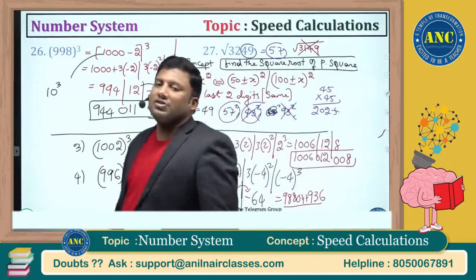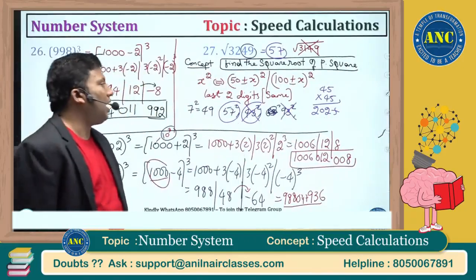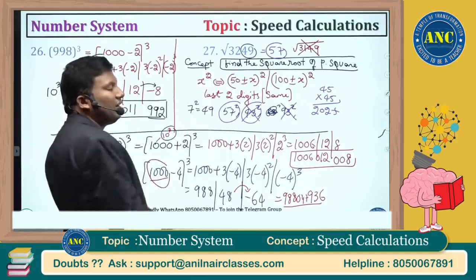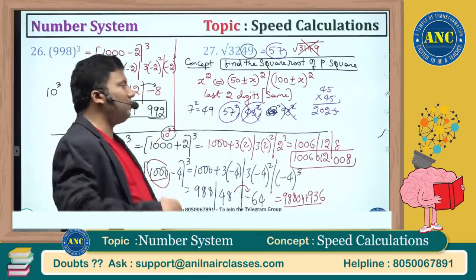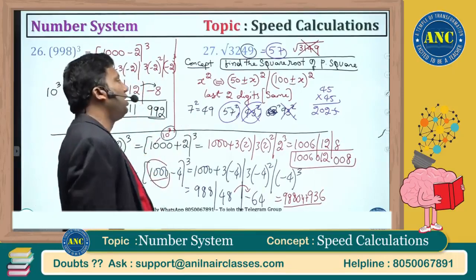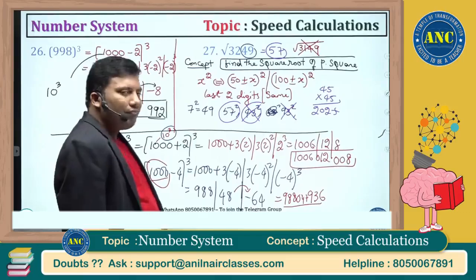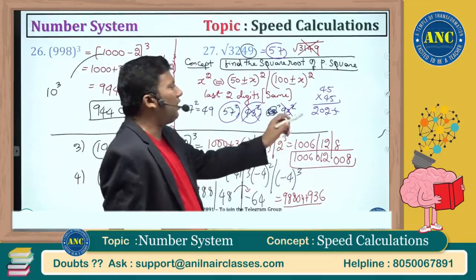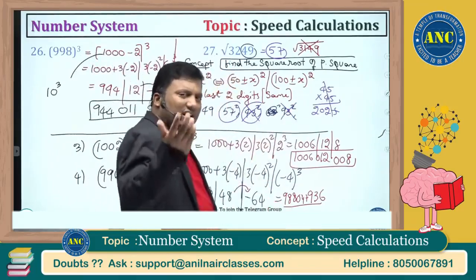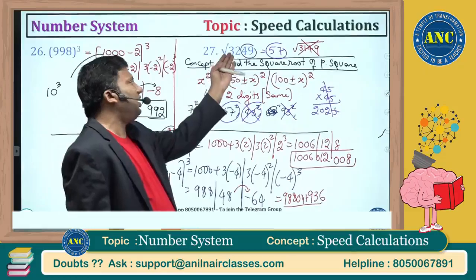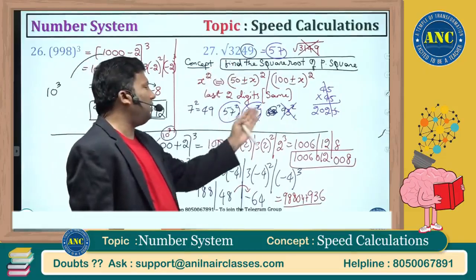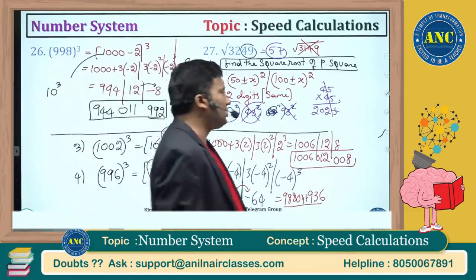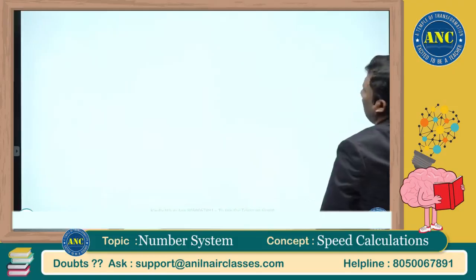x square, 50 plus or minus x whole square, 100 plus or minus x whole square. Last two digits will be the same. 7 square is 49. 50 minus 7 square, 50 plus 7 square, 100 minus 7 square. 43 square is less than 50 square, 2500. It is in the range of 3000. This cannot be, this cannot be. So the answer is the square root of 57 square. Answer is 57.